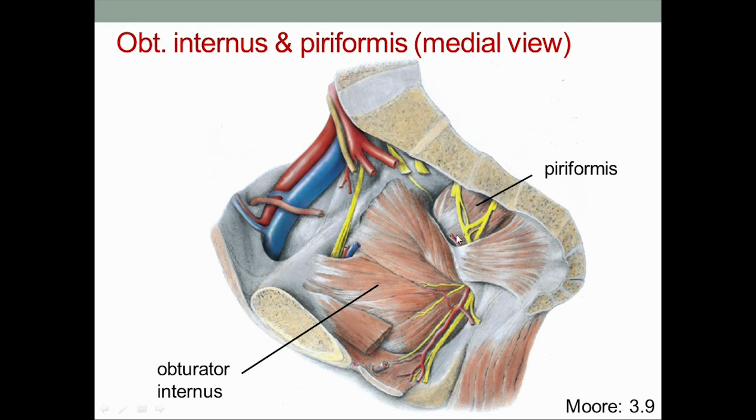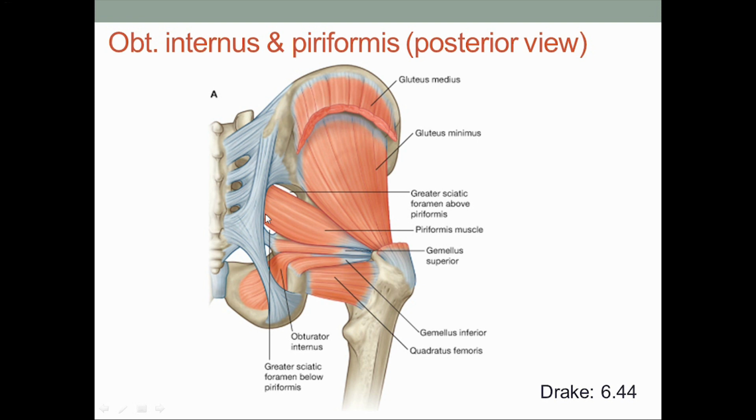Both of these muscles are making their way out through posterior exits of the pelvis, and if we look at a posterior view we can see that these muscles continue out to attach. So there's the piriformis, and here's the obturator internus coming out to attach onto the femur. There are some other muscles on this view, but obviously they've all originated external to the pelvic cavity.